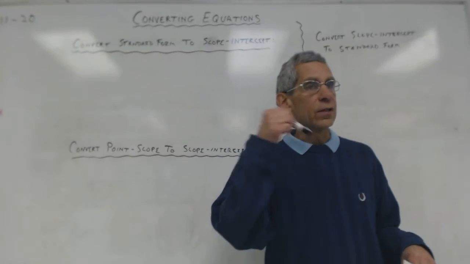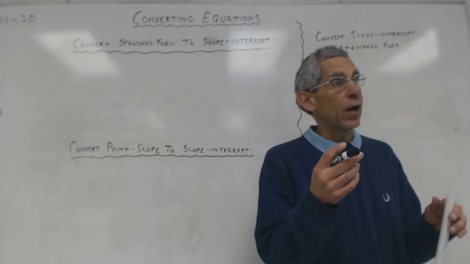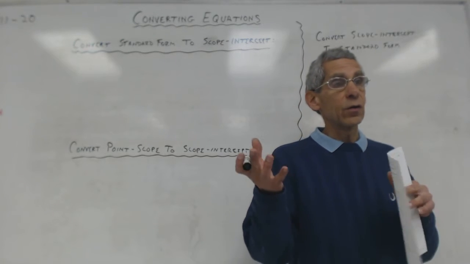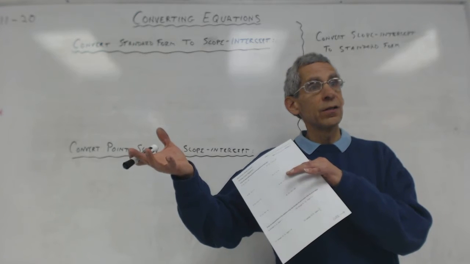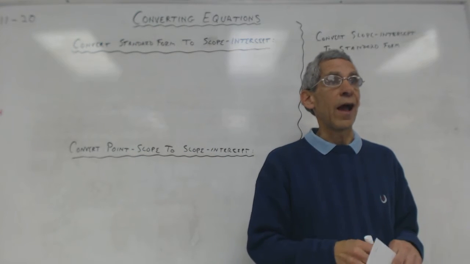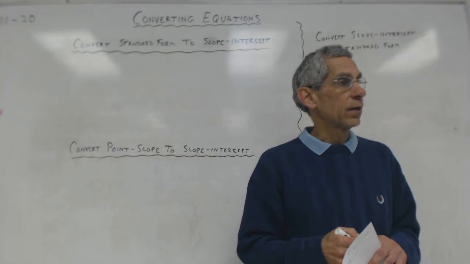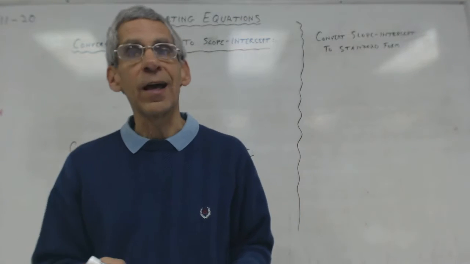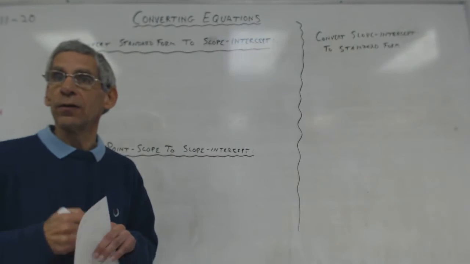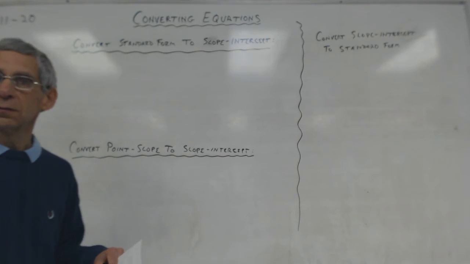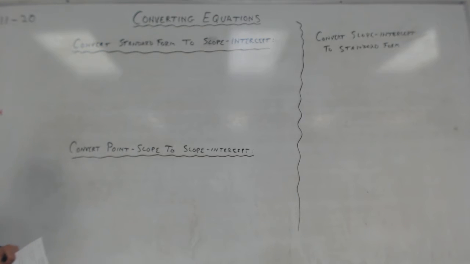Okay, so the lecture today is to talk about converting one type of equation to a different type of equation. You have to know how to do that, okay? Now the question is, what are the three types of equations that I've talked about for straight lines? Point-slope, slope-intercept, and standard.